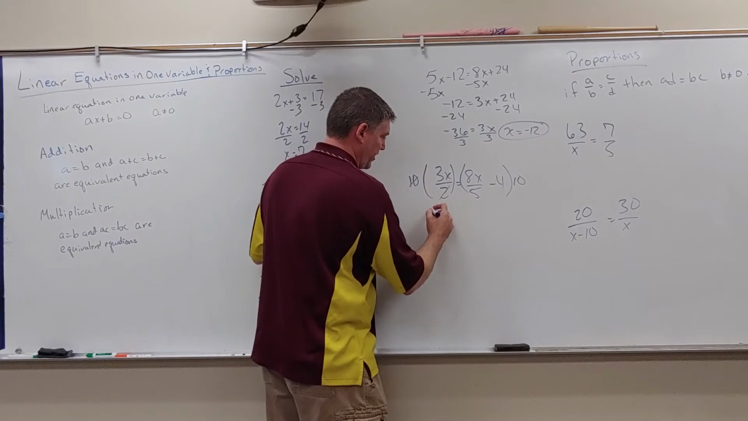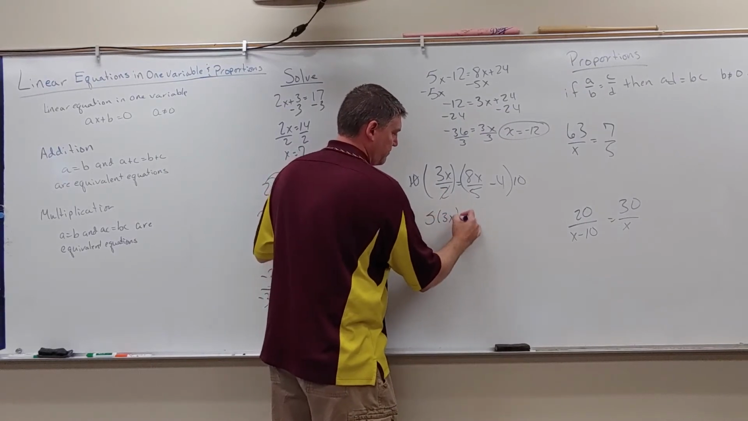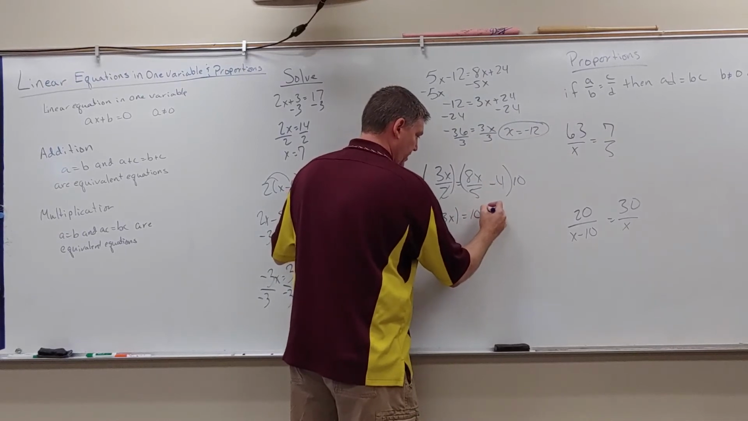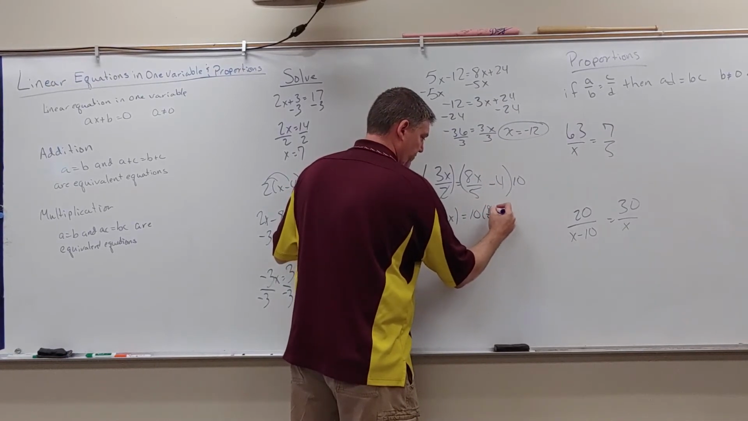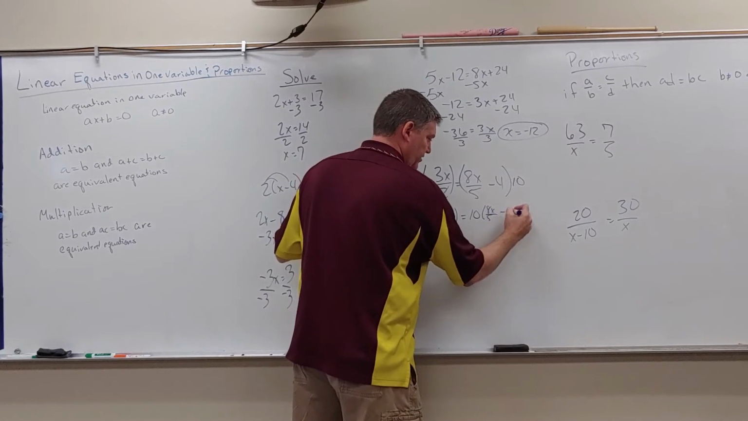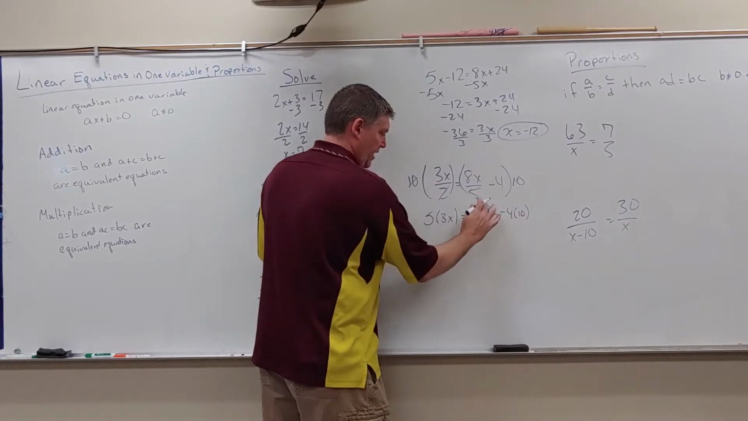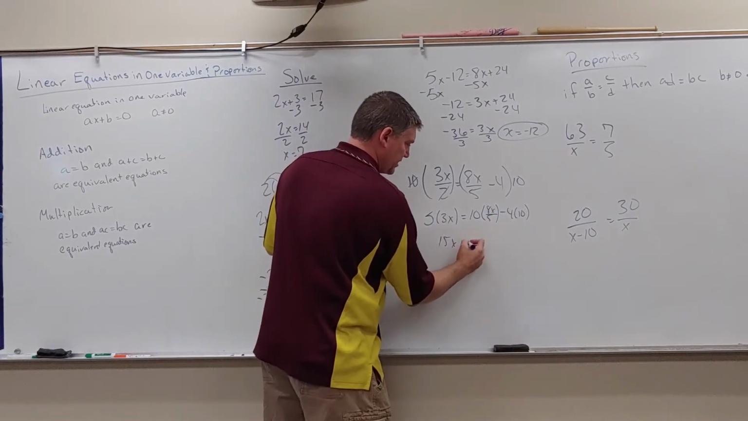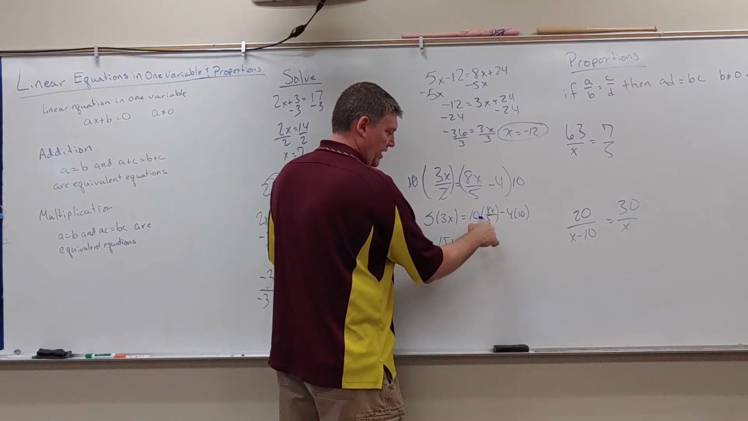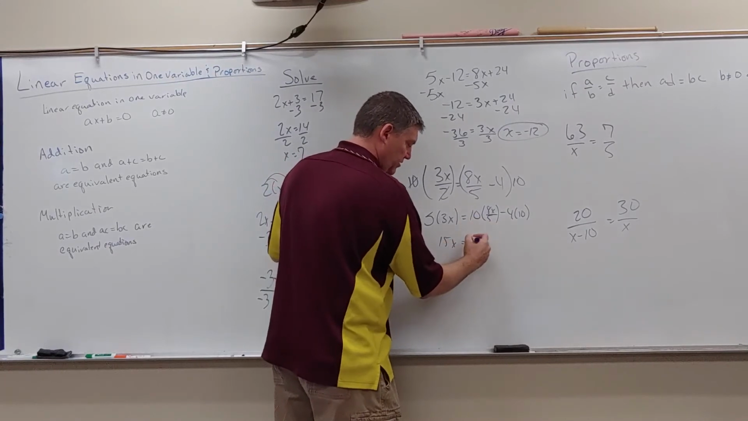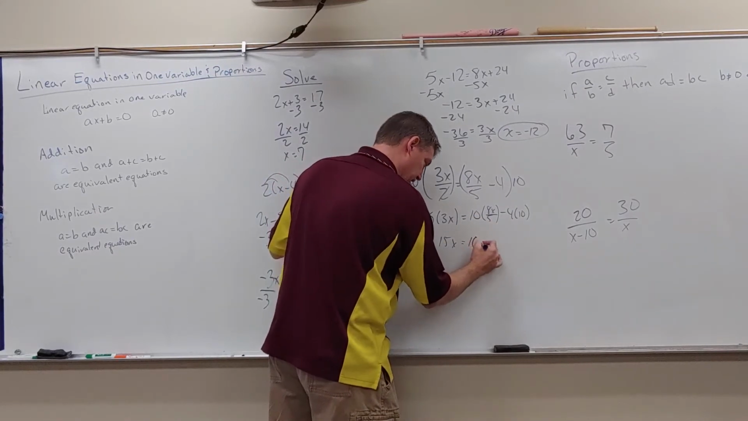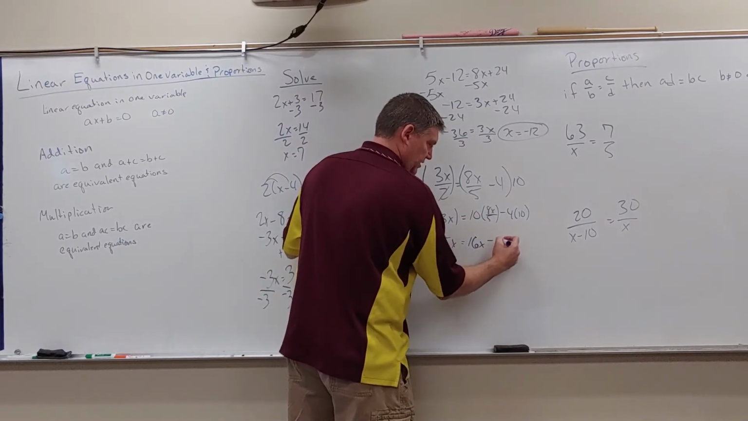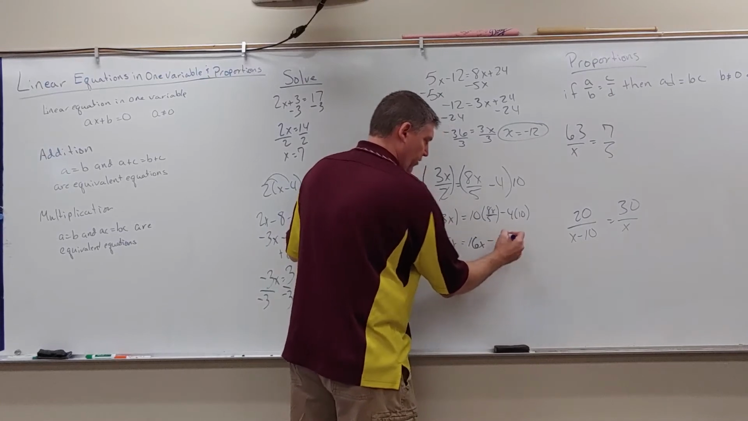So this goes in here, so I end up with 5 times 3x. Here I distribute my 10, so I have 10 times 8x over 5 minus 4 times 10. So 5 times 3x is 15x equals, so now I have 2 here, right? So this gives me 16x, because 5 goes into 10 twice. 2 times 8 is 16. So 4 here gives me negative 40.